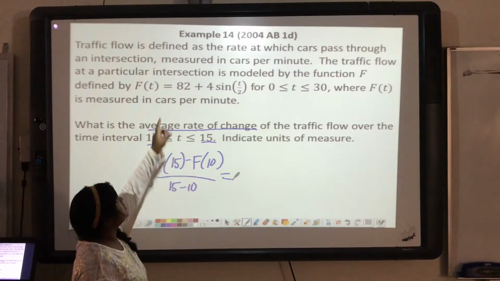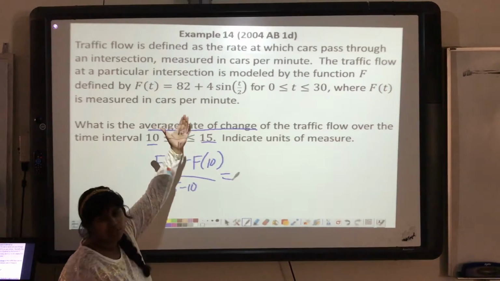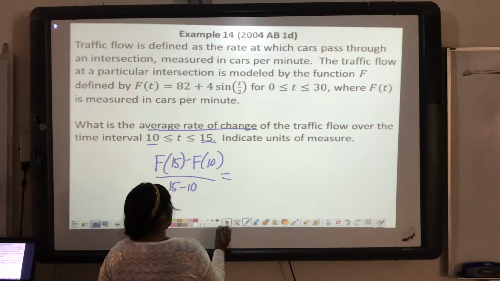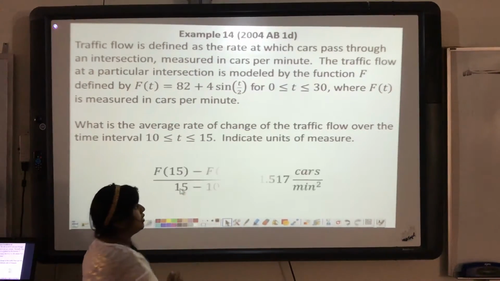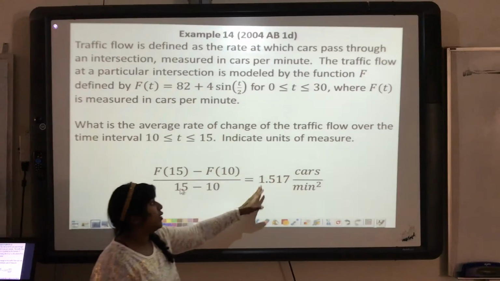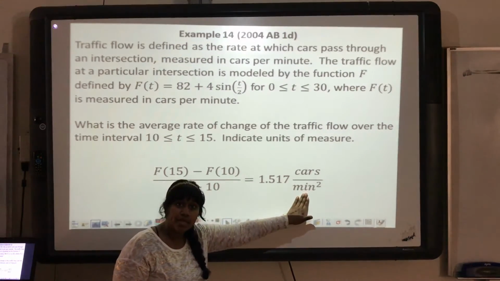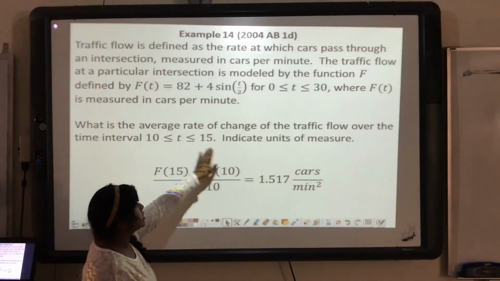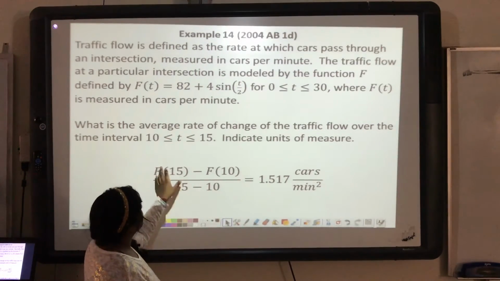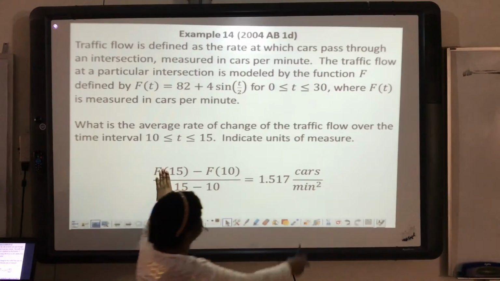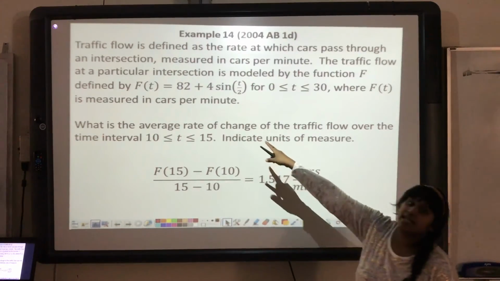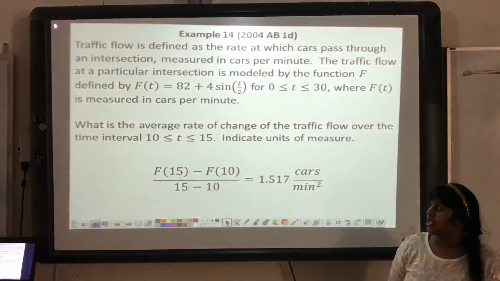And so I plug this 15 into my f, I plug this 10 into my f. I do that in the calculator. I'm not going to ask you to sit through and wait for me to deal with that calculator again. And so when I plug that in, I get 1.517. But look at our units of measure. What happened? Well, remember, this is cars per minute divided by minutes, so it becomes cars per minute squared because it is an average rate of change.